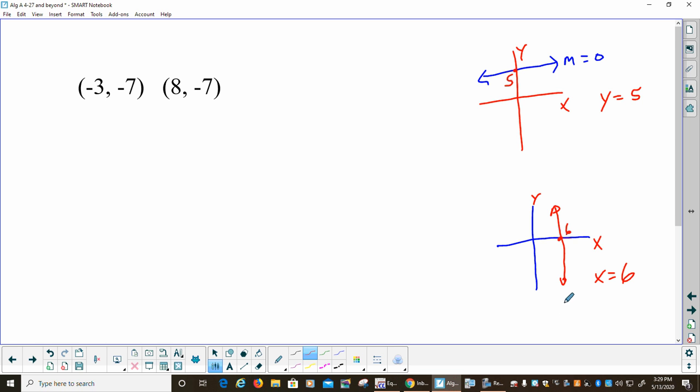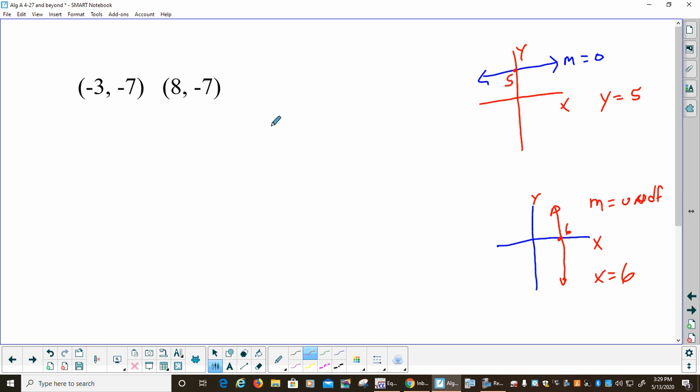The one thing I failed to mention here, this has a slope of 0. All horizontal lines have a slope of 0. Vertical lines, the slope is undefined. That's an N, by the way. It's undefined because, and I'll walk you through why it's undefined.